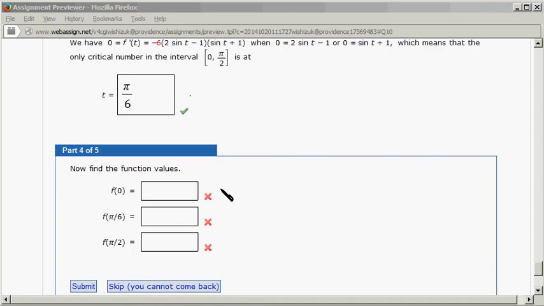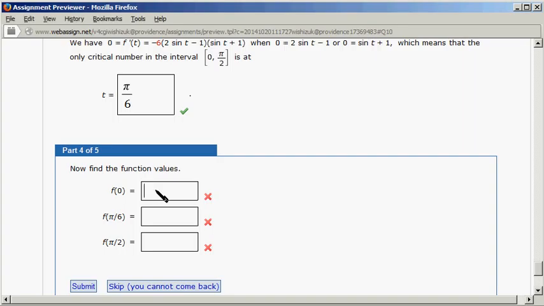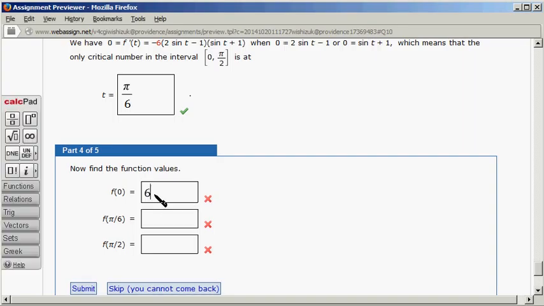Now we have to evaluate f at 0, at pi over 6, and at pi over 2. So let's do that. f of 0: if you plug in 0, cosine of 0 is 1, so that will be 6, and sine of 0 is 0, so it's 6. So type that in. That's 6.